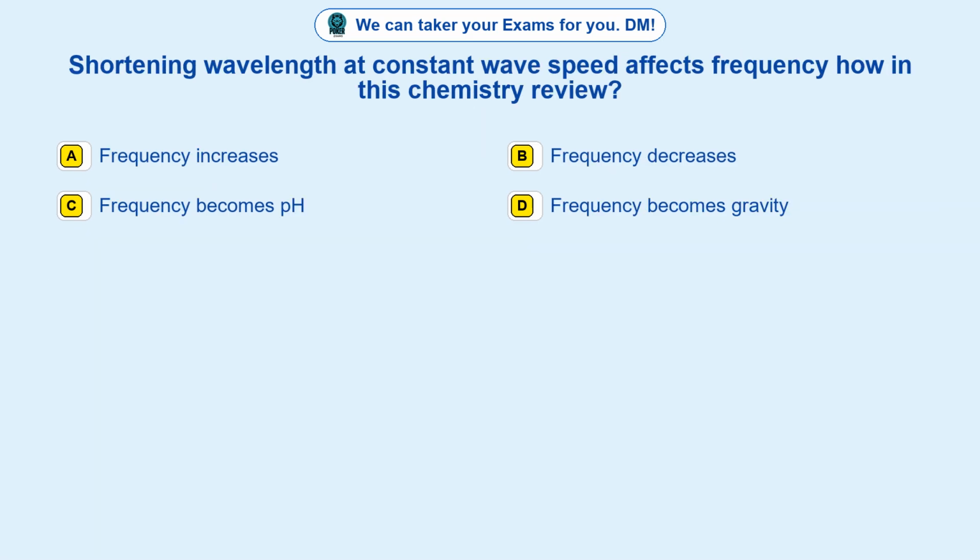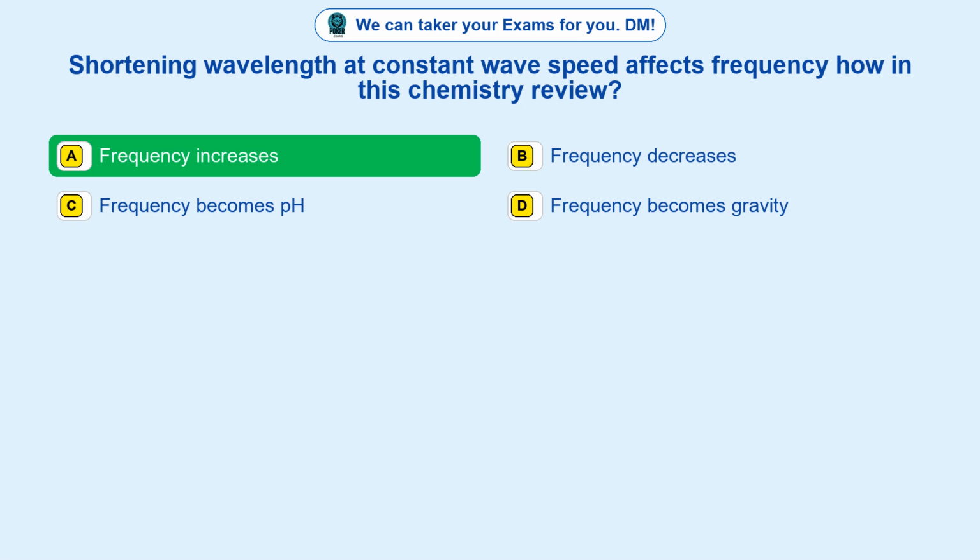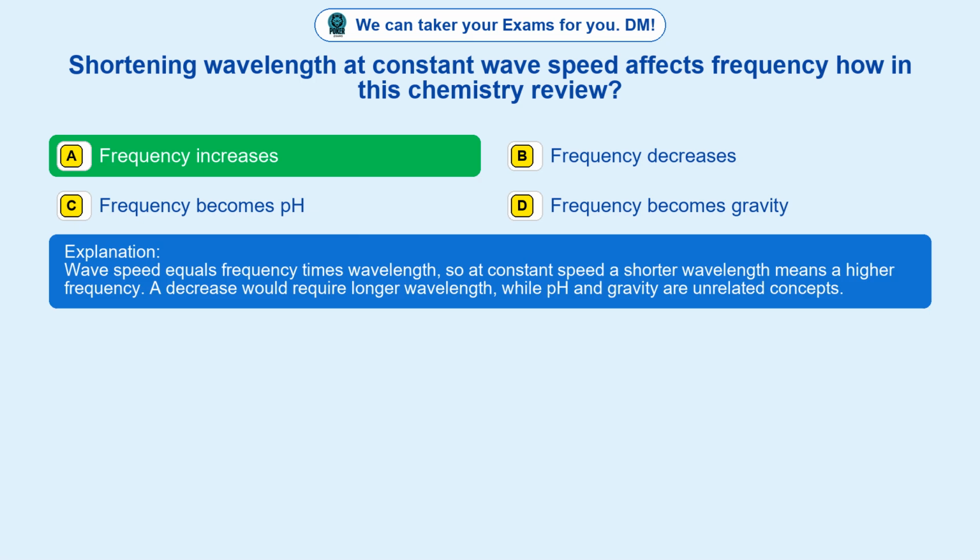Question 68. Shortening wavelength at constant wave speed affects frequency how in this chemistry review? Option A, frequency increases. Option B, frequency decreases. Option C, frequency becomes pH. Option D, frequency becomes gravity. The correct answer is option A, frequency increases. Wave speed equals frequency times wavelength, so at constant speed a shorter wavelength means a higher frequency. A decrease would require longer wavelength, while pH and gravity are unrelated concepts.